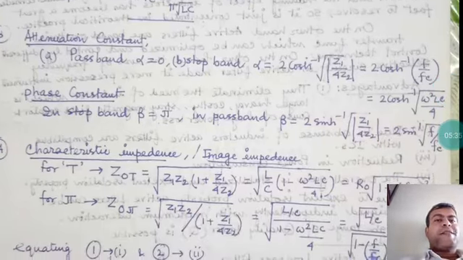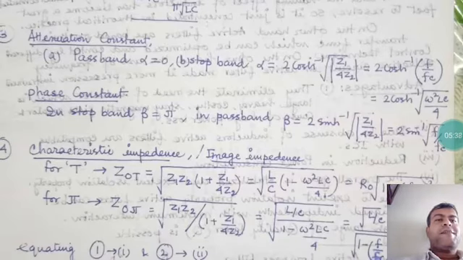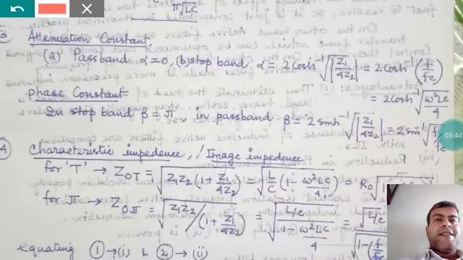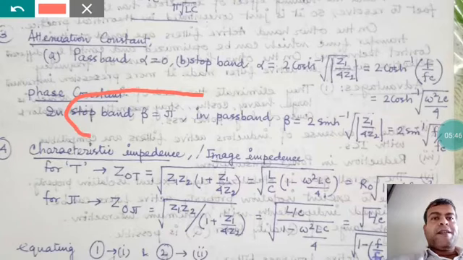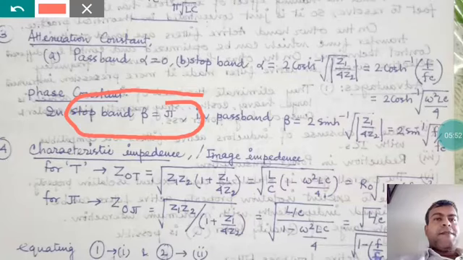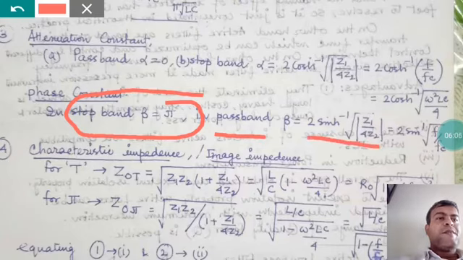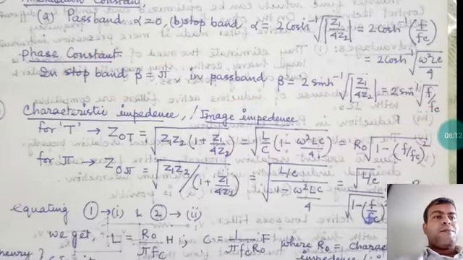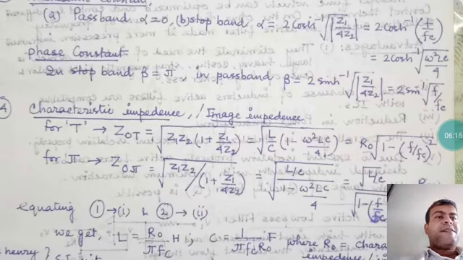Now what is the phase constant? As I already discussed in my previous lecture, in the phase constant the stop band is located at beta equals pi. In the pass band, beta equals 2 sinh inverse root over of Z1 by 4Z2. So obviously it can be given as 2 sine inverse of f by fc, and that is equal to the pass band.